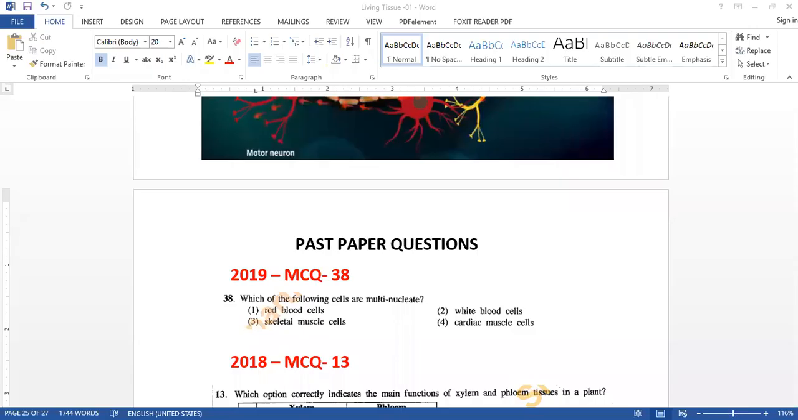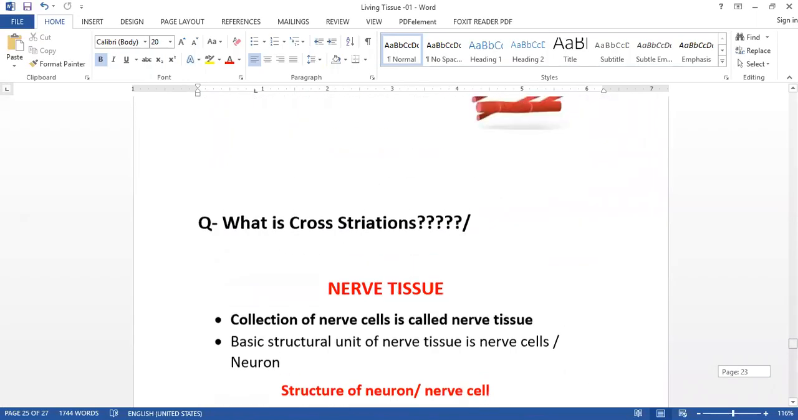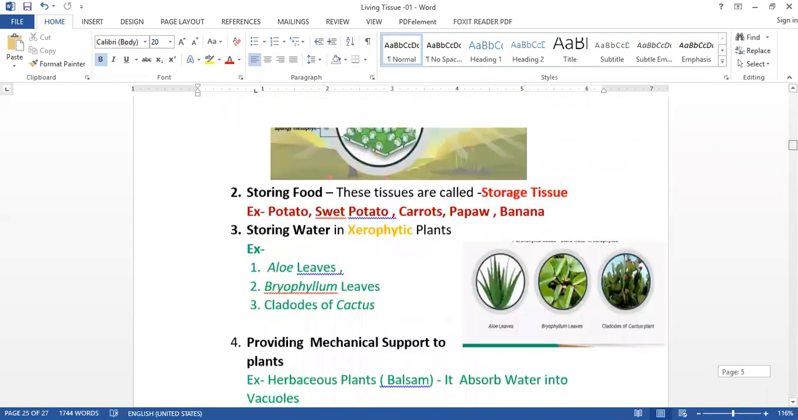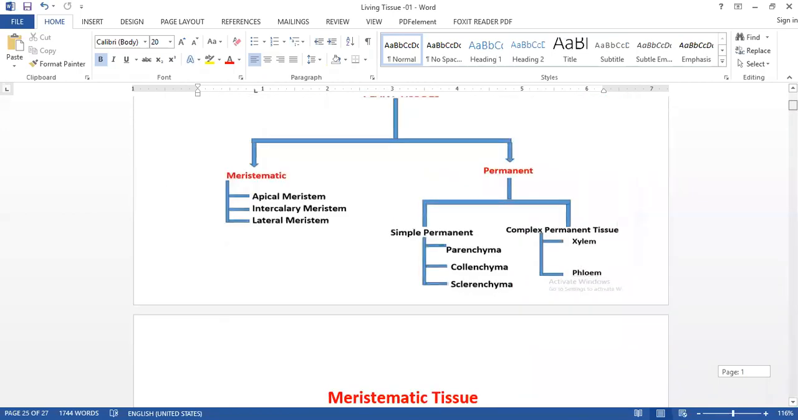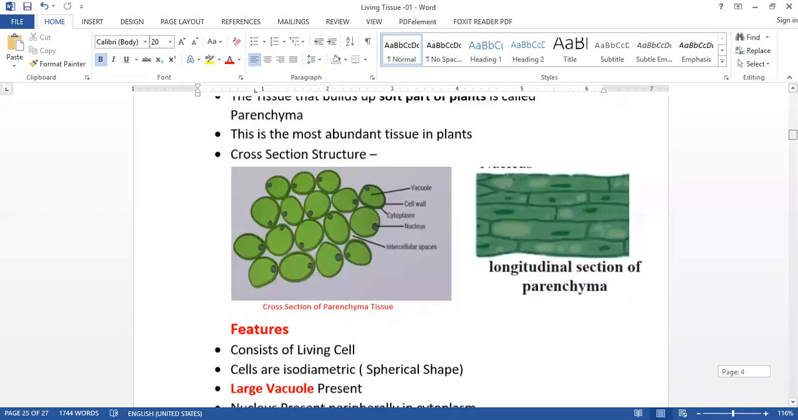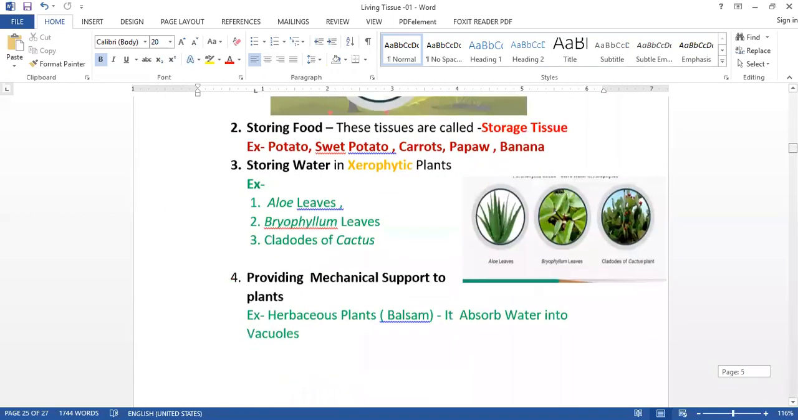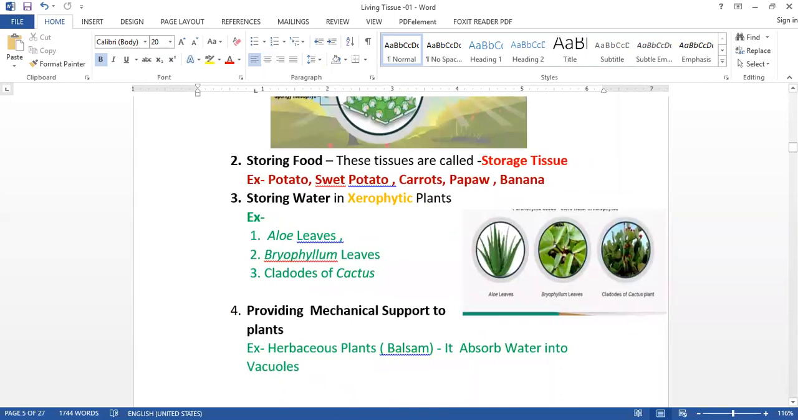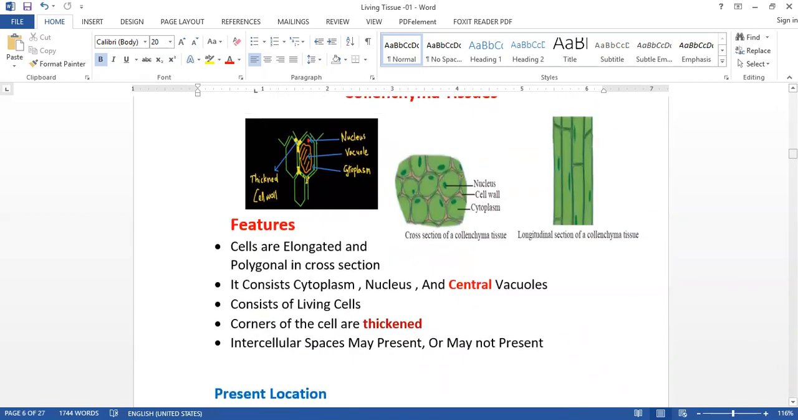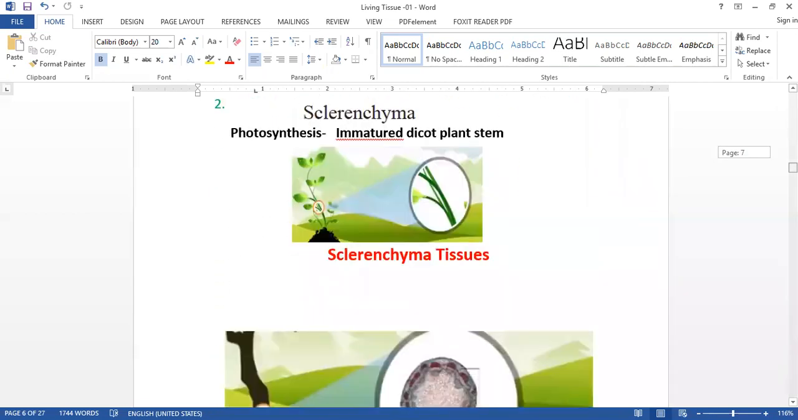So we studied about these tissues, and there are two types of tissue we studied, and that is the plant tissue and the animal tissue. And if you look at these notes and everything, you may have got the questions for the term examination or O-level examination.